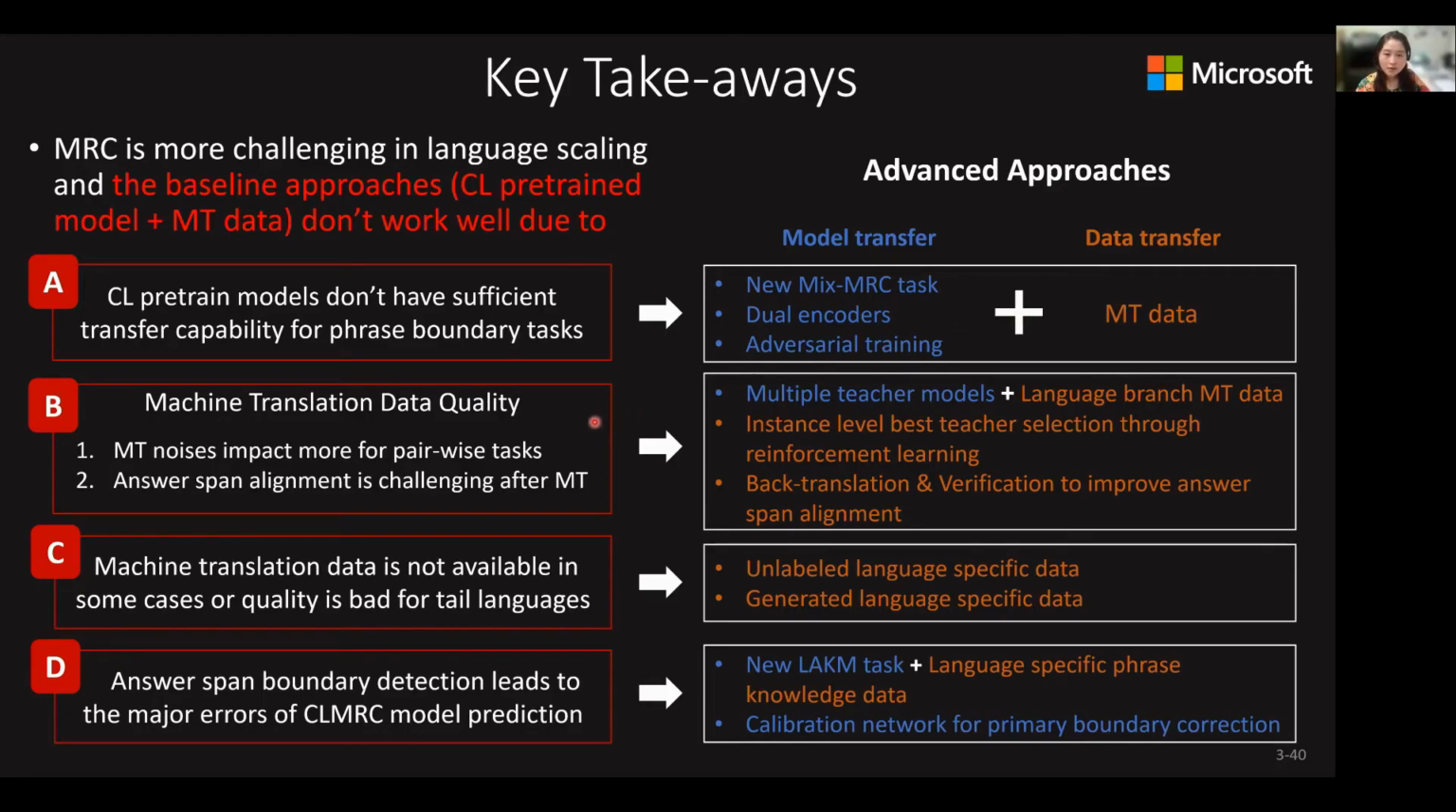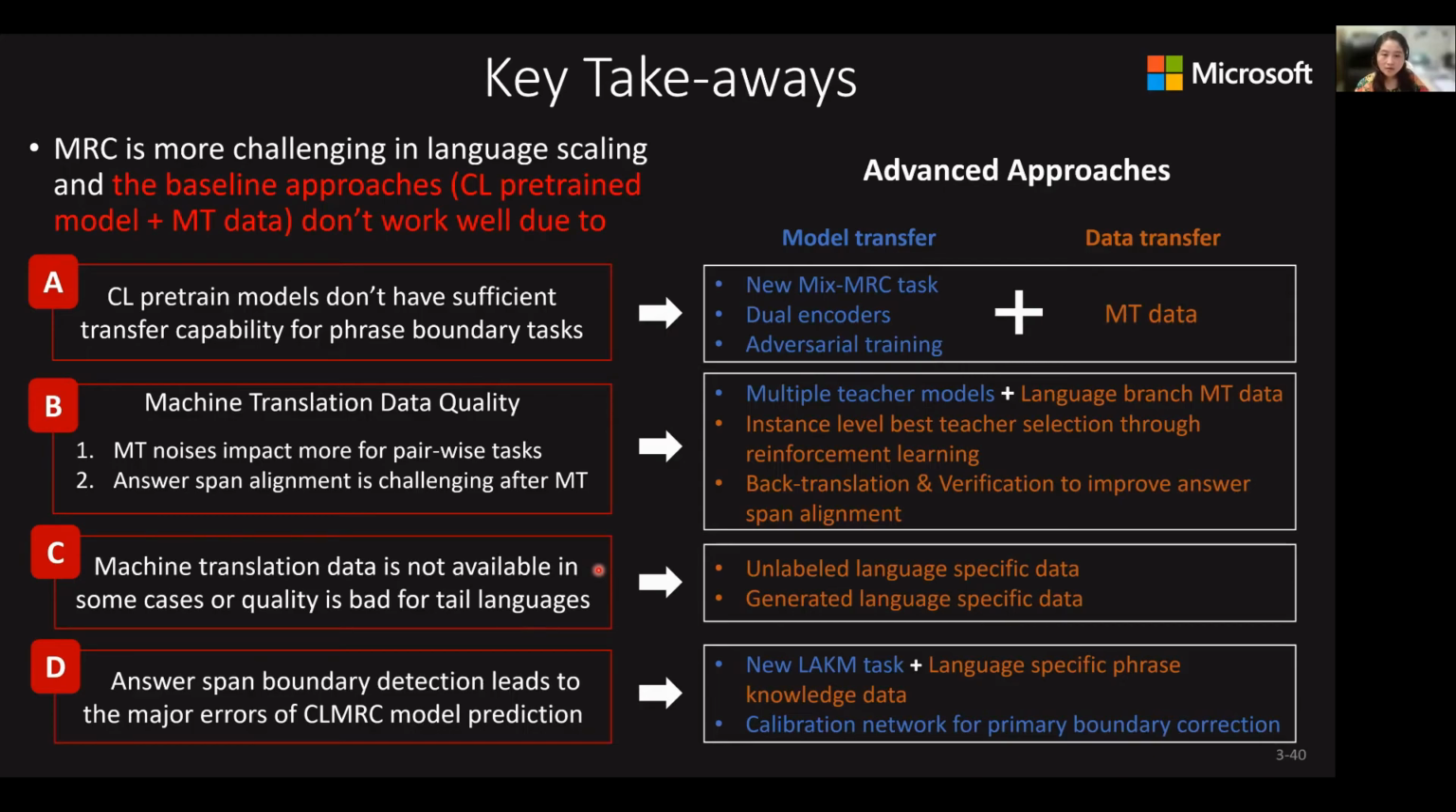Secondly, to reduce the negative impact of the machine translation data noise, multiple teacher models trained with language-specific MT data are used for soft label assembling to reduce the MT noise. Besides, the reinforcement learning-based best teacher selection at instance level could further reduce the noise for better student model training. And to deal with the answer span alignment issue after machine translation, back translation plus verification is proposed to improve the answer span alignment quality.